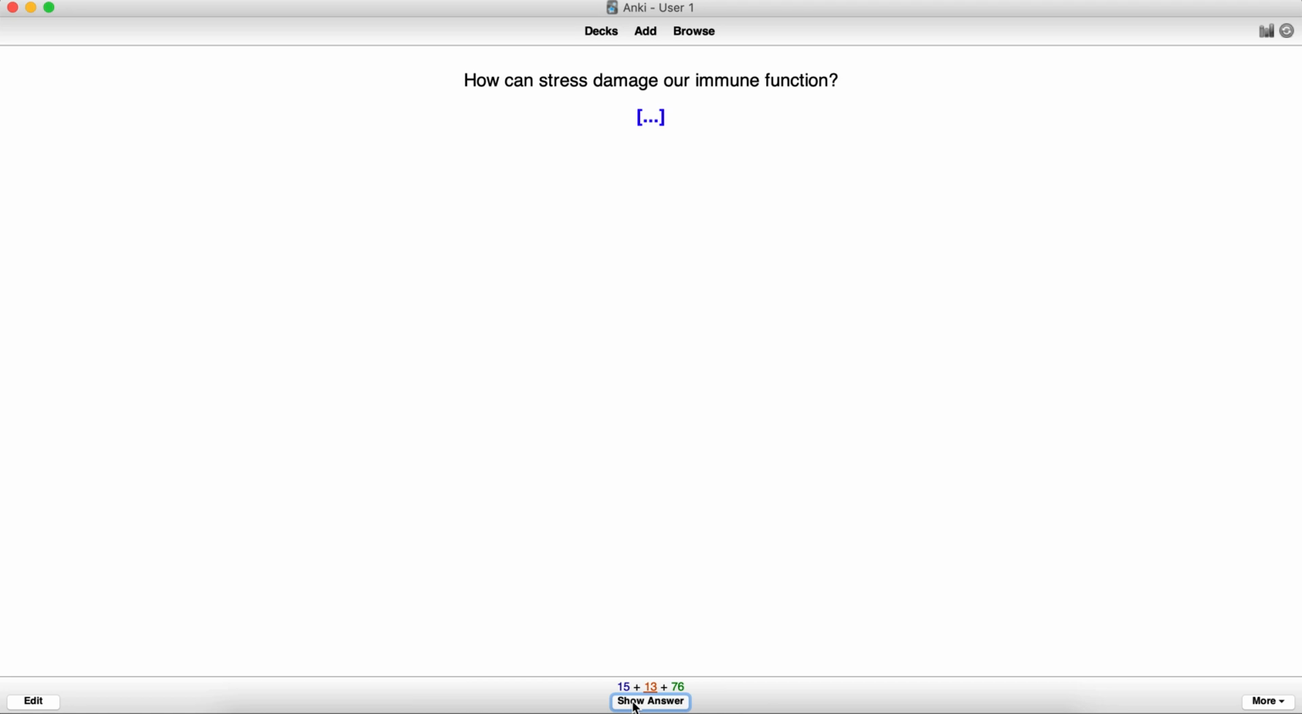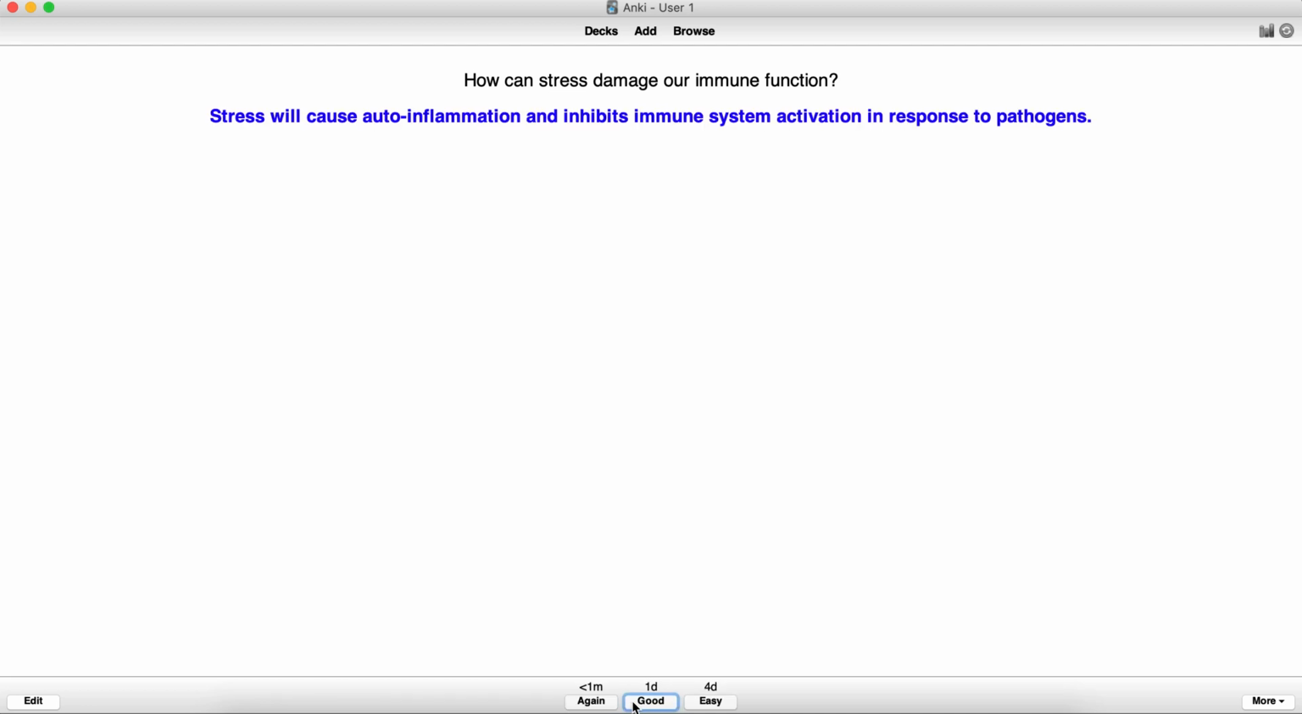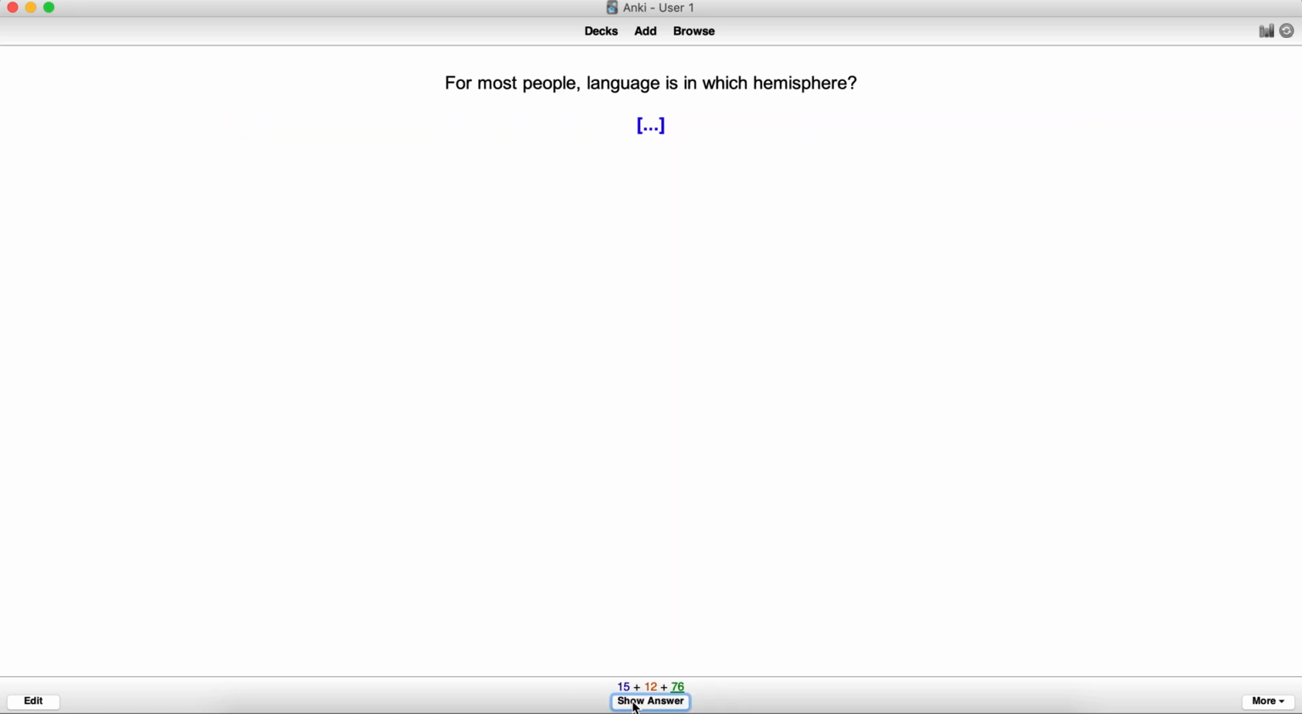Cool. Hard though. How does stress damage our immune function? So it causes inflammation and causes our immune system to be less effective against pathogens. For most people, language is in which hemisphere? Left hemisphere.